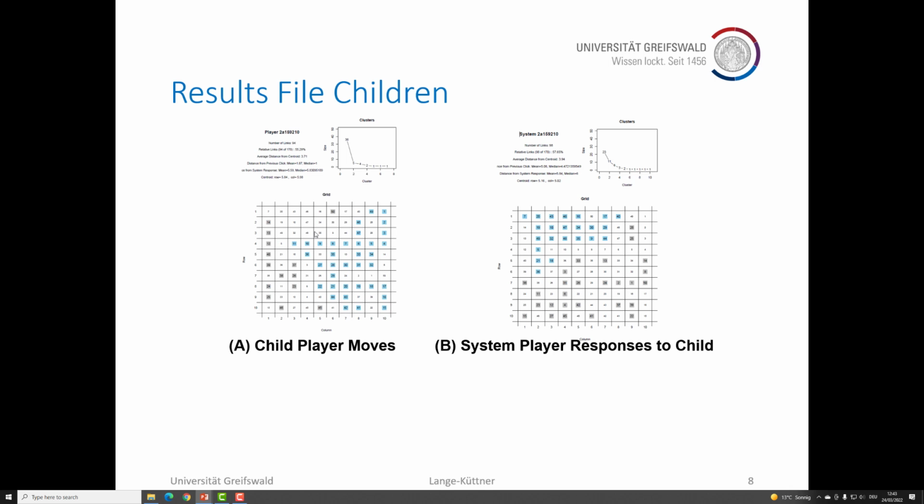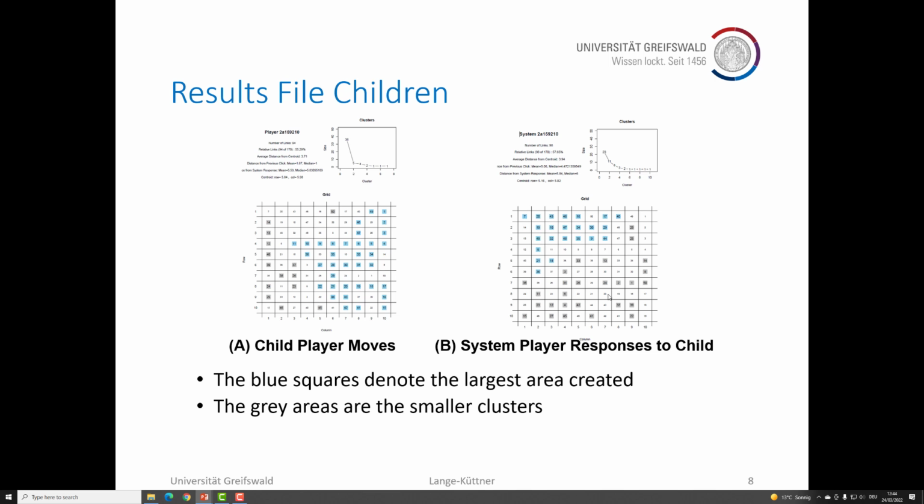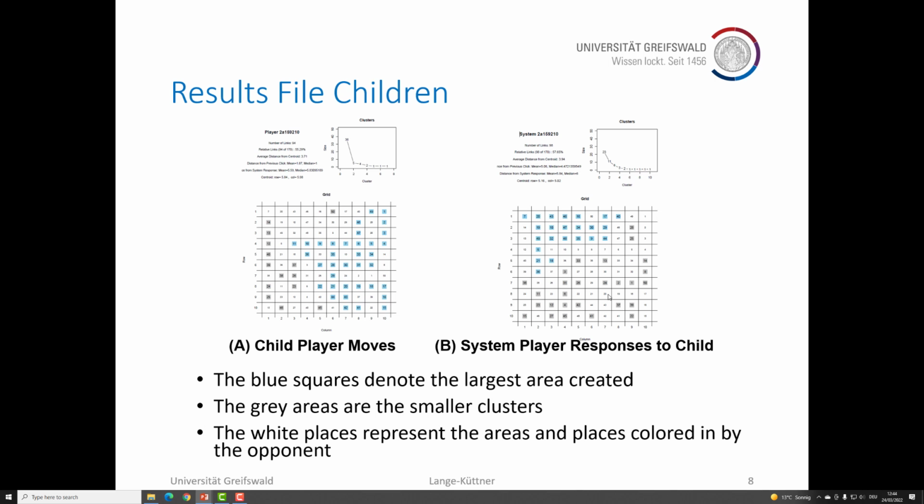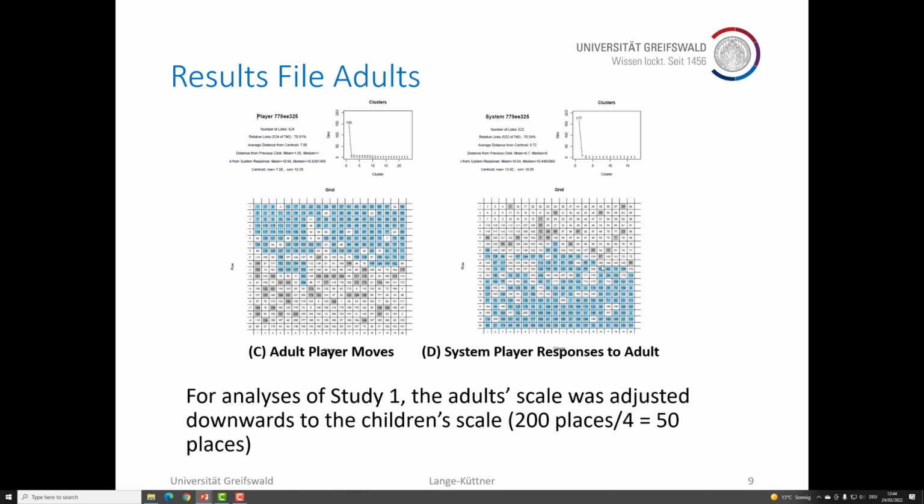These are the result files. Here on the left is the one for the child player, and on the right for the machine opponent. The blue squares denote the largest area created. The gray areas are the smaller clusters, and the white places represent the areas and places colored in by the opponent. So we can see here the big area and then smaller ones, and the white is here on the left the opponent, and here on the right it is the player. So it's the reverse depiction. This is the same for the adults, just more places.